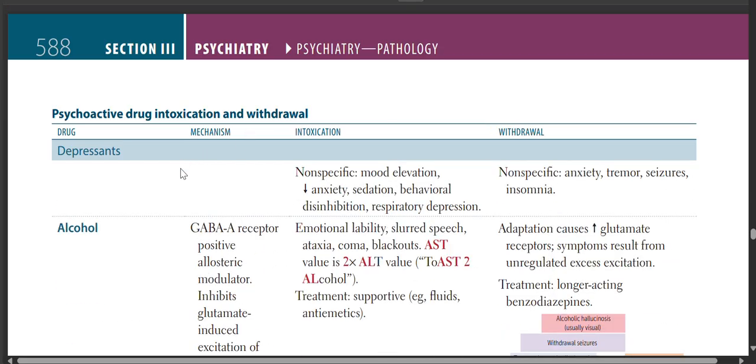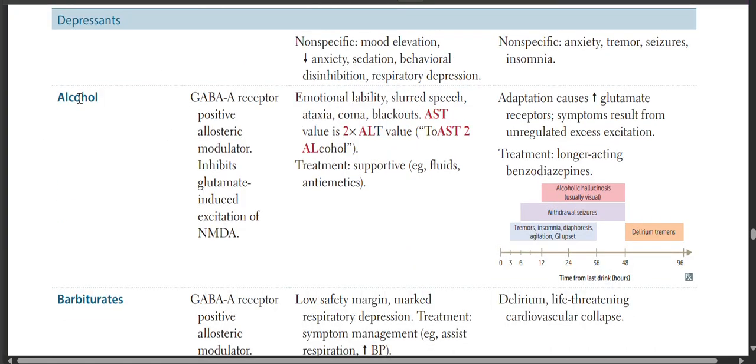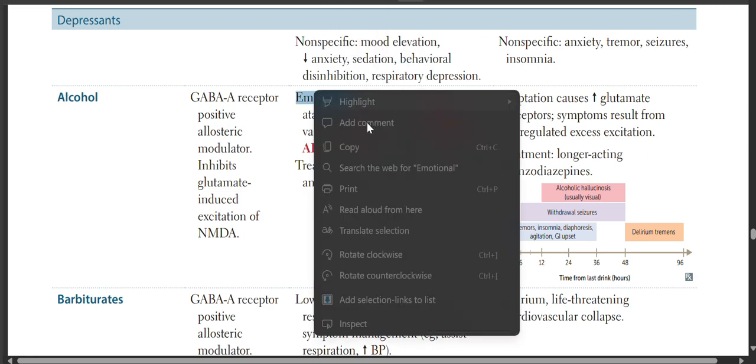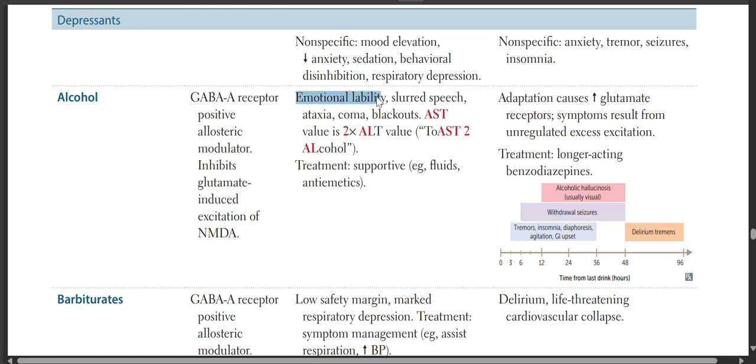Okay, so let's start with alcohol. Now, alcohol is probably the most common drug that patients can consume along with nicotine. And the problem with alcohol is that a patient will have more emotional lability, slurred speech, ataxia, coma, and blackouts. That is what we all know. If we think about someone who's consuming a lot of alcohol, we might think of these side effects.